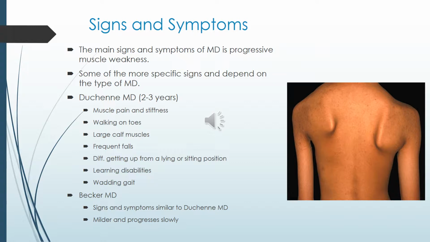So an individual typically has muscle pain, stiffness, they walk on their toes, they have large calf muscles, they experience frequent falls, they have difficulty getting up from a lying or sitting position, they have learning disabilities, and a waddling gait. The second type is Becker muscular dystrophy. Signs and symptoms are similar to Duchenne, but are more mild and progress slowly.